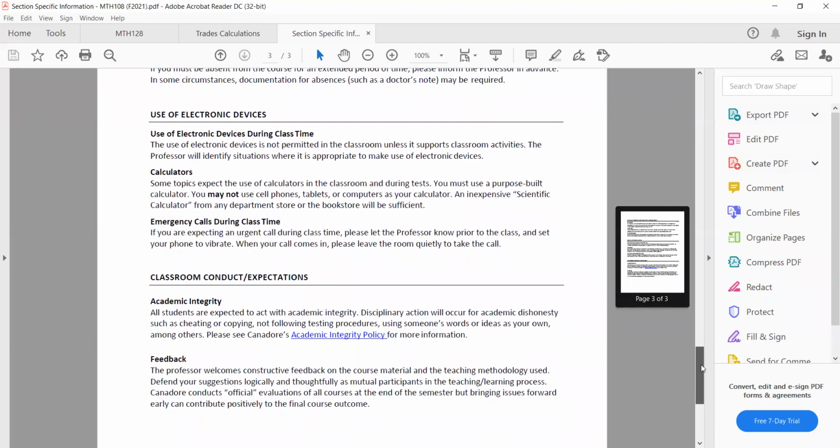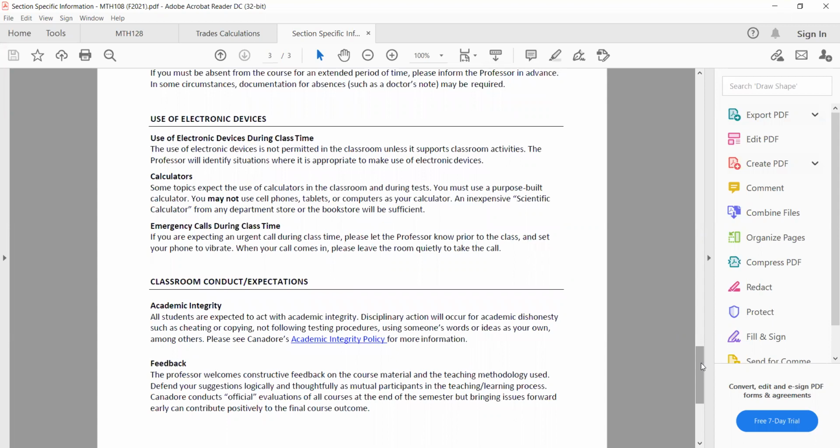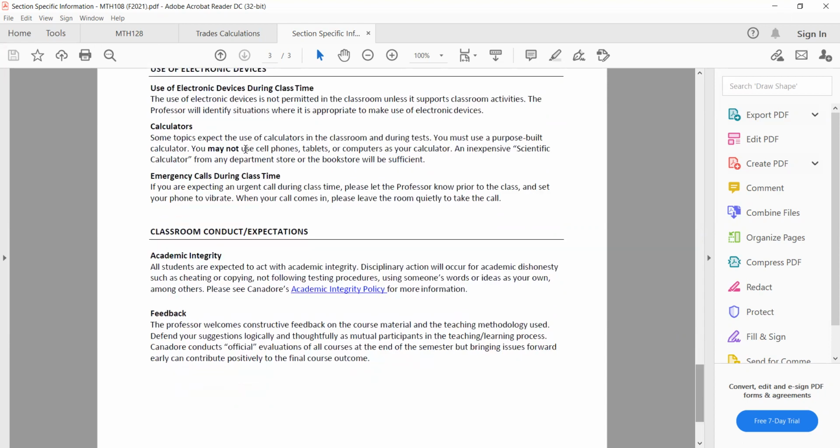What else? Does anyone have any questions? And for calculators, you just need a standard scientific calculator. You don't need anything fancy like a graphic calculator or anything like that.